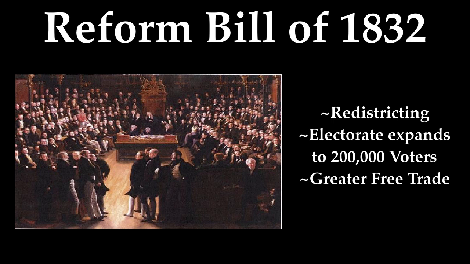The electorate expands to 200,000 voters. So this is how many men now have the right to vote, which, you look at that number, is still a very small number considering the entire population of Britain, but it is also double the number of voters that Britain previously had before the Reform Bill of 1832. And it allows for greater free trade. So the Corn Law is still in effect, but there is more free trade, which makes more people happy in Britain.